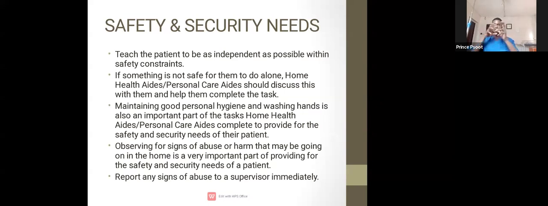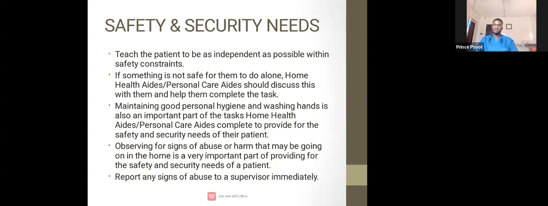We maintain good personal hygiene, and washing their hands is also an important part of the task of a home health aide or a personal care aide. Then we provide for the safety and security needs of their patients.